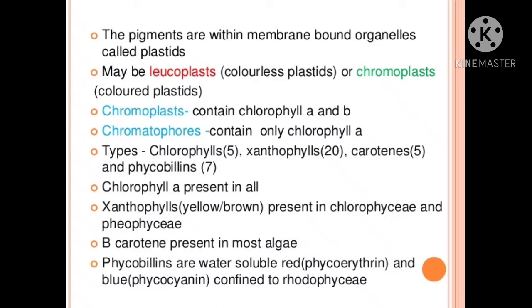Chlorophyll is present in all. Xanthophyll, which may be yellow or brown in color, is present in Chlorophyceae and Phaeophyceae. Beta-carotene is present in most of the algae. Phycobilins are the water soluble red phycoerythrin and blue phycocyanin, confined to Rhodophyceae. So it is the overall pigment content inside Thallophyta, and at a glance you get all the content present inside it.